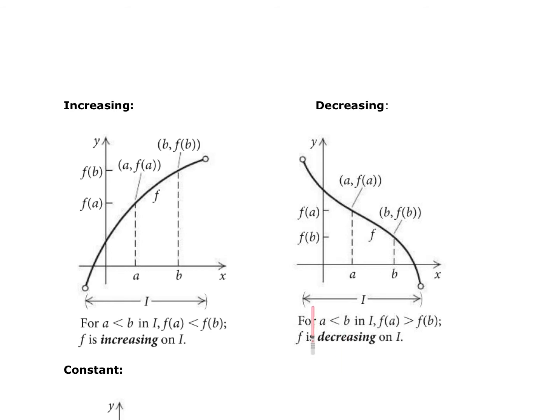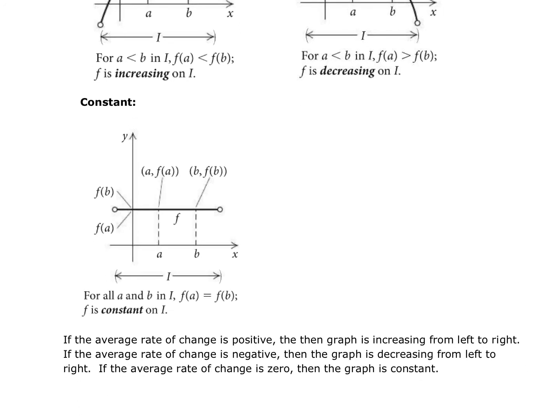Decreasing on the interval is if a is less than b, a is on the left of b, and the output of a is larger than the output of b, then we say it's decreasing on that interval. Lastly, we have constant. So if a is less than b, and for all a's, everything between a and b, if the outputs are the same, then we say it's constant.